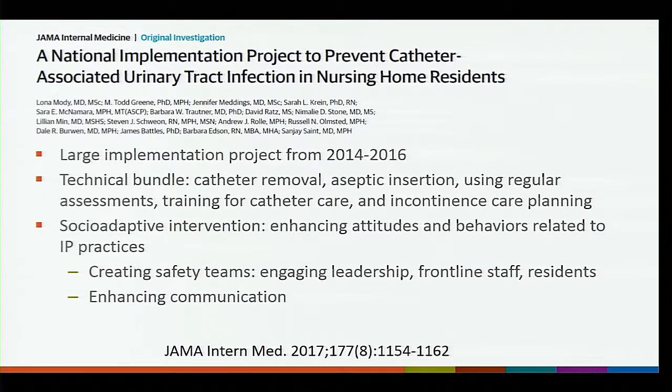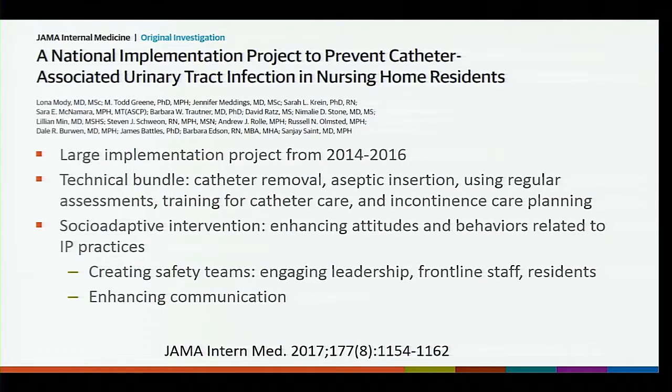Now, there were several different components to this study. There was a technical bundle, and in this technical bundle, they did a lot of education and provided a lot of knowledge and material associated with appropriate catheter removal, aseptic insertion of catheters and training with it, using regular assessments, training for catheter care, and incontinence care planning. And I'll show you a little bit more of that technical bundle in the next slide.